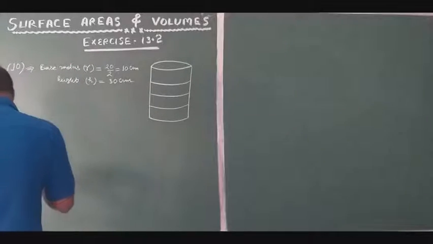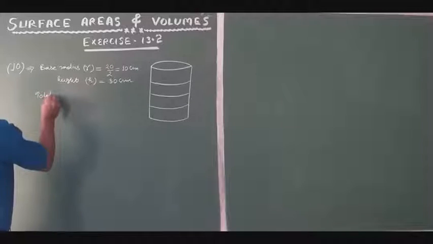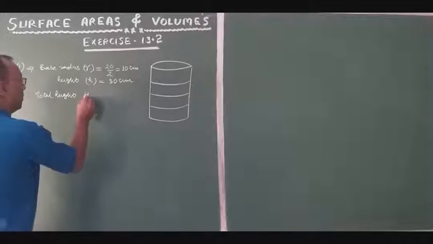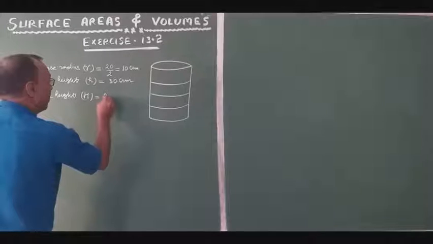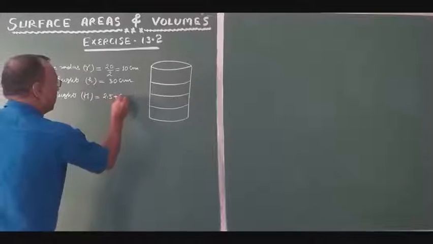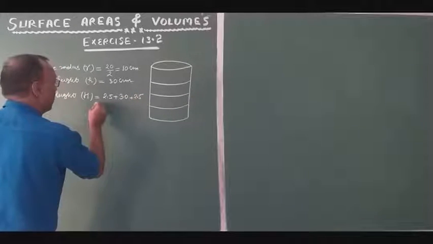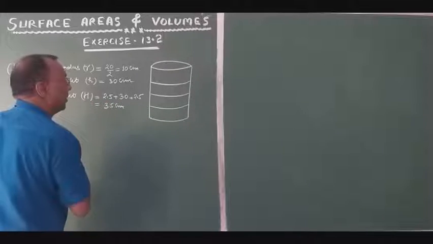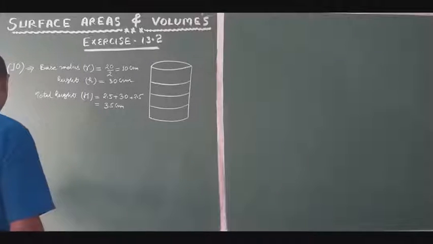So what will be the total height now? The margin is given of 2.5 centimeter at the top, this 30 is the middle one, and 2.5 centimeter at the bottom. When you add, you will get 35 centimeter. Question is this: find how much cloth is required for covering the lampshade.